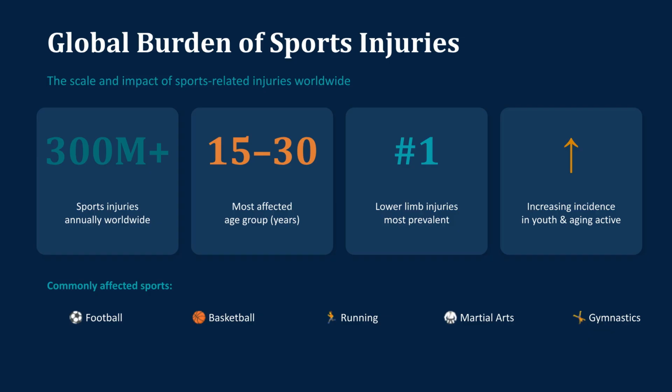Let's look at the scale of this problem. Worldwide, there are over 300 million sports injuries every single year. The most affected age group is between 15 and 30 years old. The lower limb is the most prevalent injury site by a wide margin, and we're seeing increasing incidence in both youth sports and active older adults.